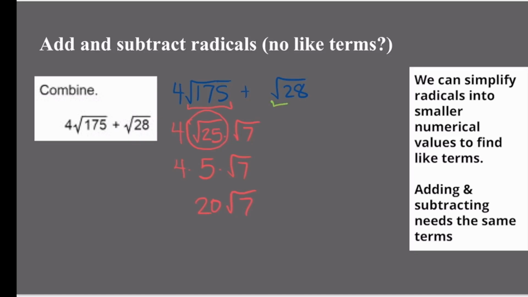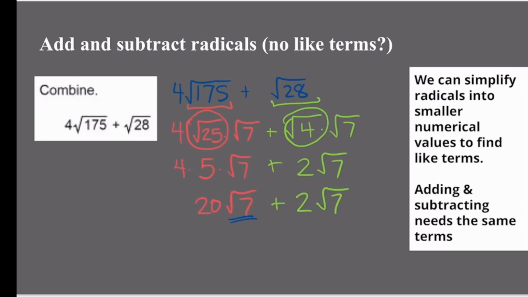And the second one, square root of 28, we can break that up into square root of 4 times the square root of 7. Square root of 4, that's a perfect square. That's 2 radical 7. So we get 20 radical 7 plus 2 radical 7.